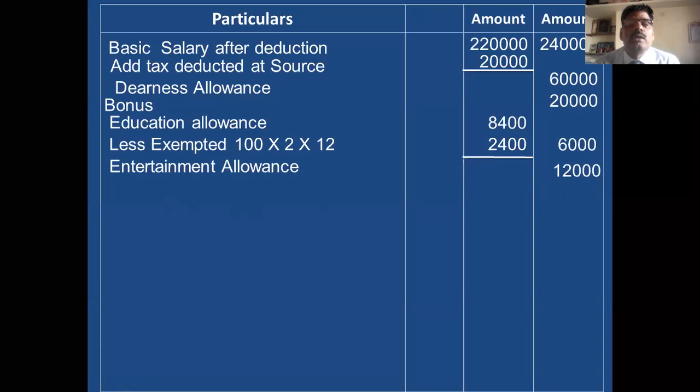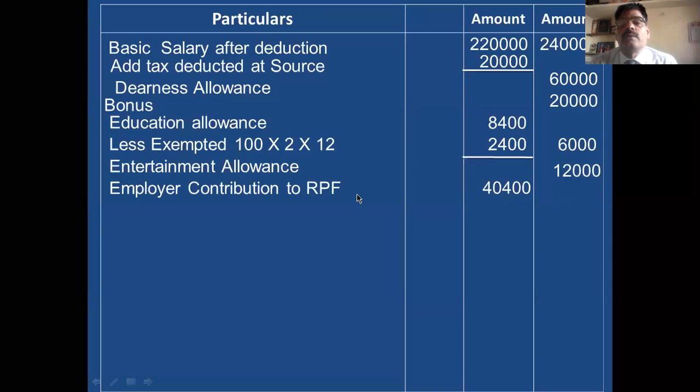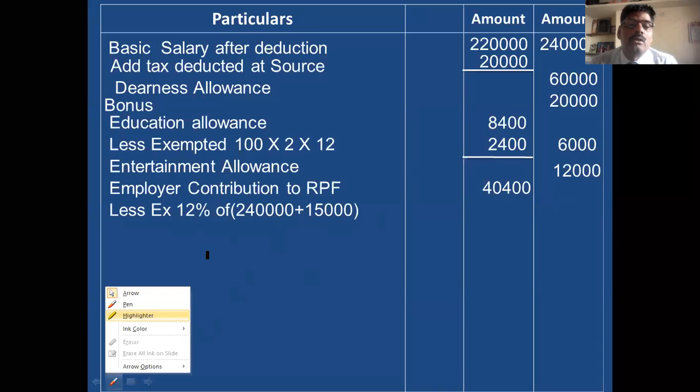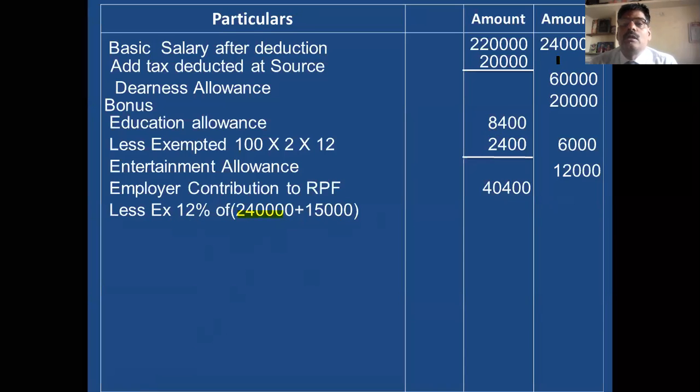Then employee contribution to RPF is not related with salary. Then you take employer contribution to RPF. Employer contribution to RPF is 40,400. Then less exempted. Exempted is 12% of salary. Salary means the 2,40,000 basic salary, and 15,000 is the part of DA. How have I taken this? 2,40,000 is the basic salary, and 15,000 is DA. DA means eligible DA for retirement benefit.